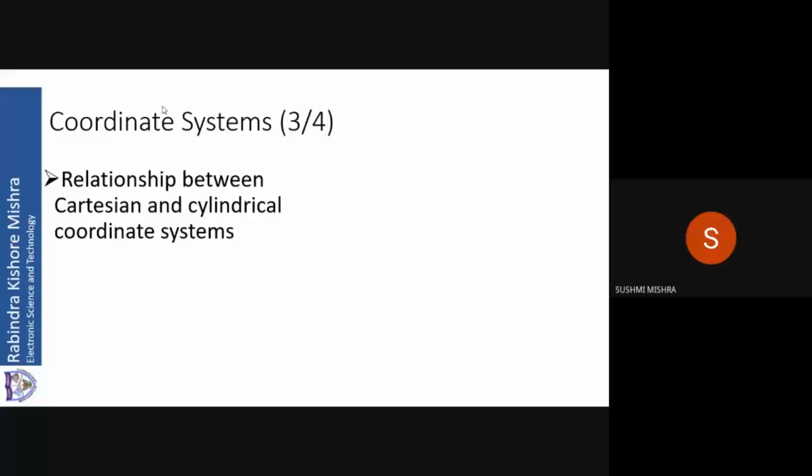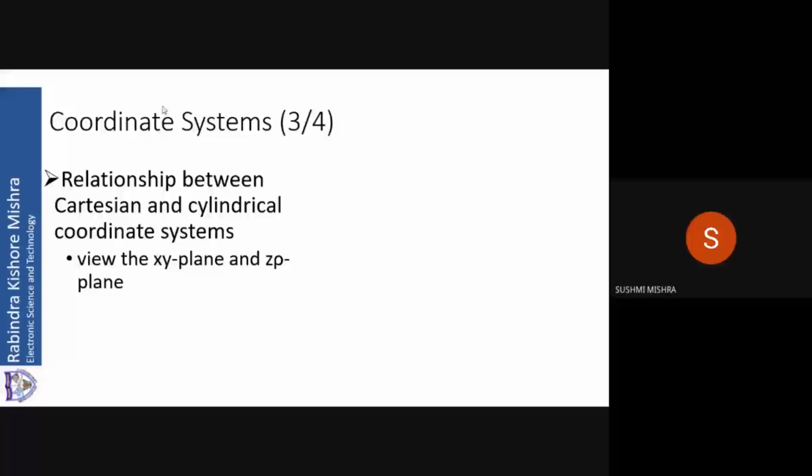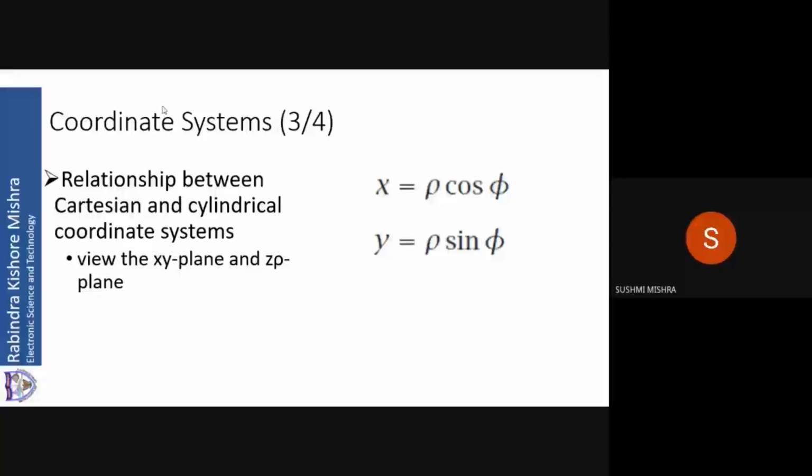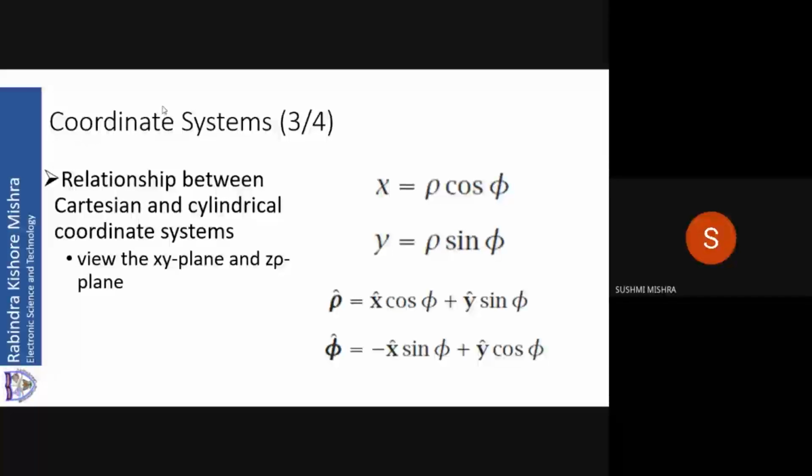Now let us find out the relationship between the Cartesian and cylindrical coordinate systems and extend that to the spherical coordinate system. So for that, the first thing is what we have done. We viewed the xy plane and the z rho plane. Then use the fact x is equal to rho cos phi, y is equal to rho sin phi, that we have found out. Rho cap is equal to x cap cos phi plus y cap sin phi. Phi cap is equal to minus x cap sin phi plus y cap cos phi. This also we saw in the previous slide.